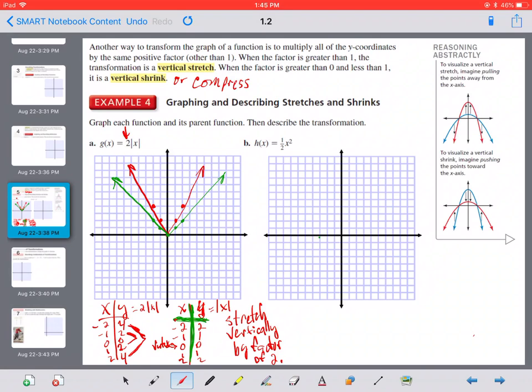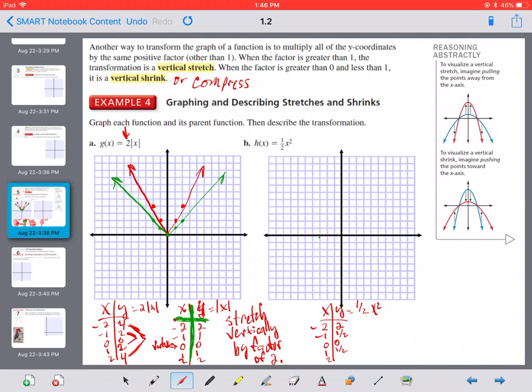Okay, so let's look at h of x equals 1/2 x squared. I'm going to need an xy chart. This one's going to be the 1/2 x squared. And I'm going to do -2, -1, 0, 1, and 2 again. If I square -2, it becomes 4. Half of 4 is 2. If I square -1, it becomes +1. +1 times 1/2 is still 1/2. 0 squared is 0. 0 times anything is 0. For 1, it should be 1/2.